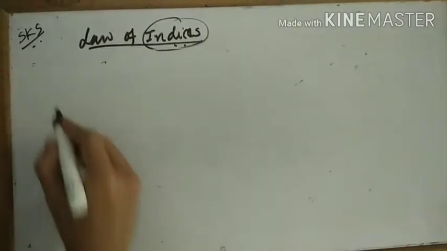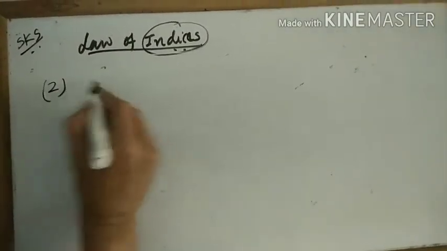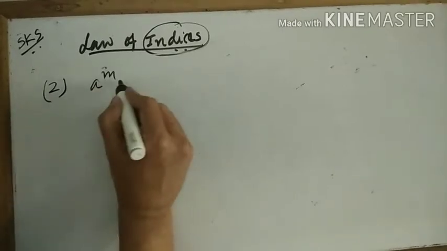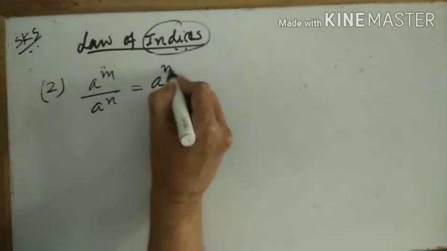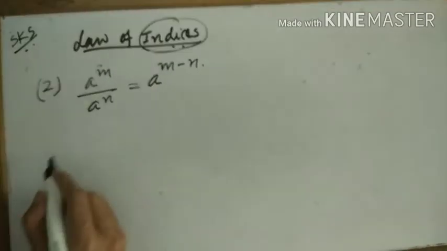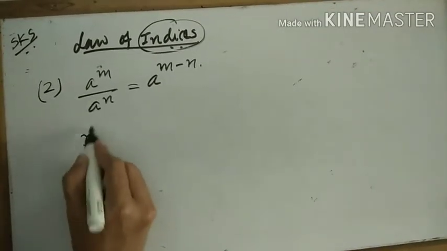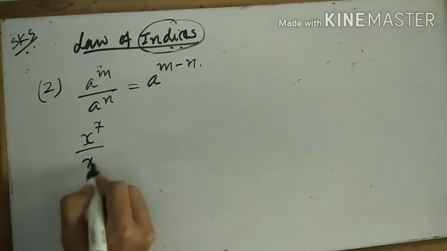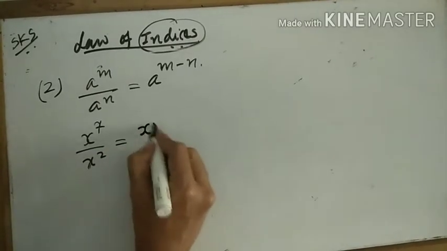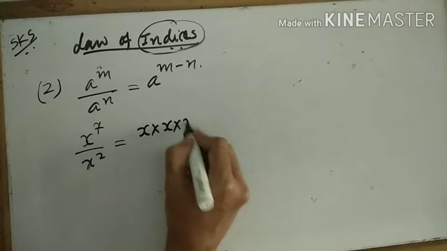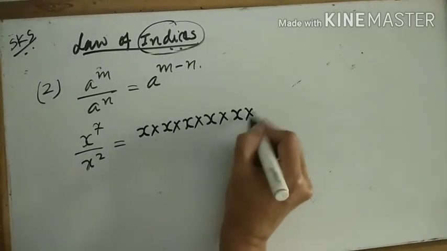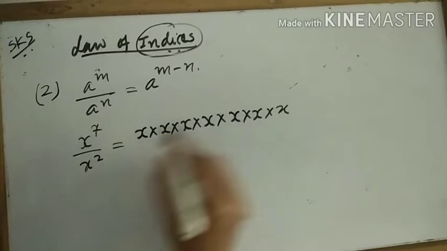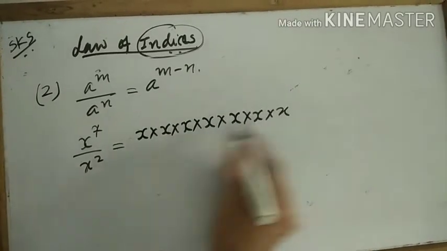Let us now see the second rule. It states that a raised to m divided by a raised to n is equal to a raised to m minus n. We shall see with the example x raised to 7 divided by x raised to 2. It is nothing else but x into x into x. How many times? 7 times. Let us count 1, 2, 3, 4, 5, 6, 7.